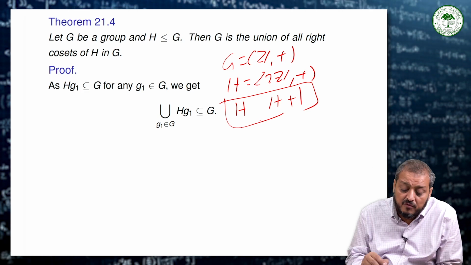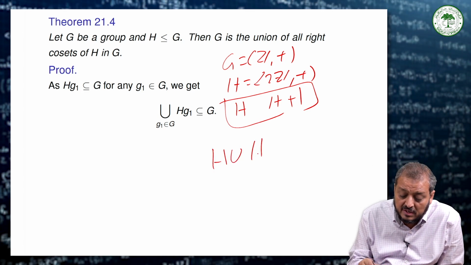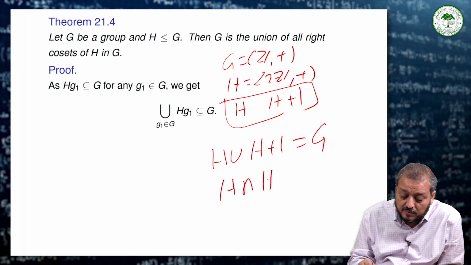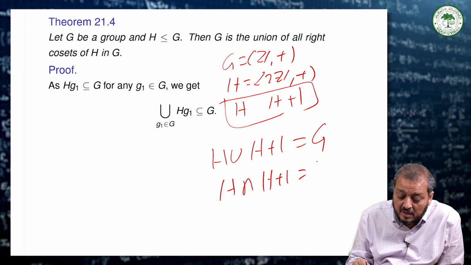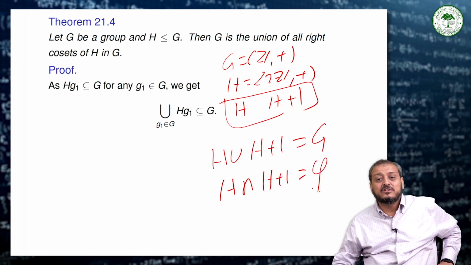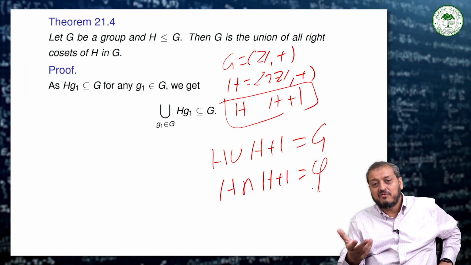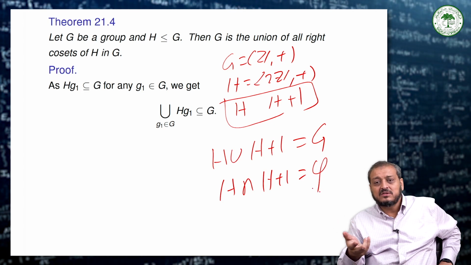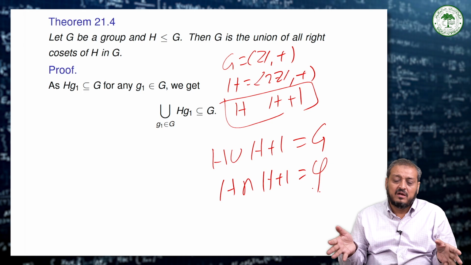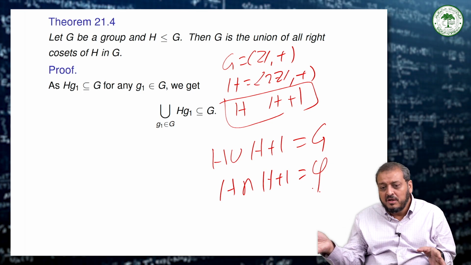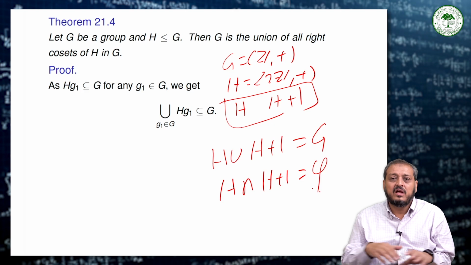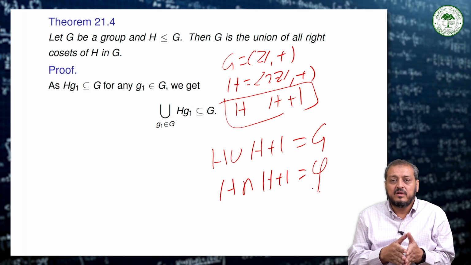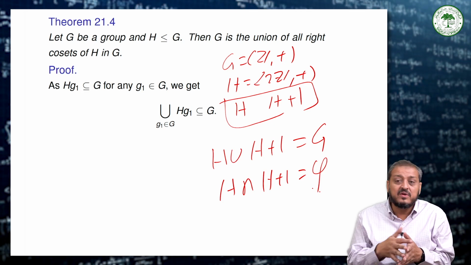If you take the union of these two, H and H plus 1, this decomposes the group, and clearly their intersection is equal to empty. That means these are two different right cosets. The previous theorem shows that either their intersection is empty, they have no common element, or they are identical. So by this example we can clearly say that.